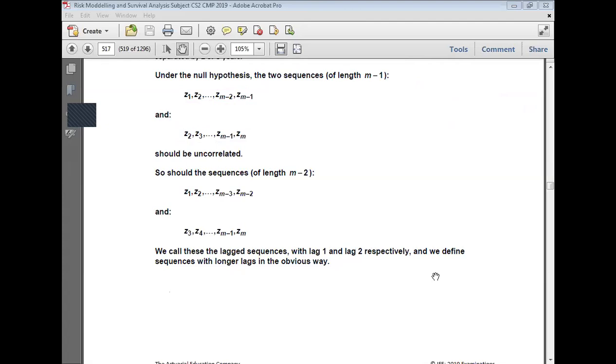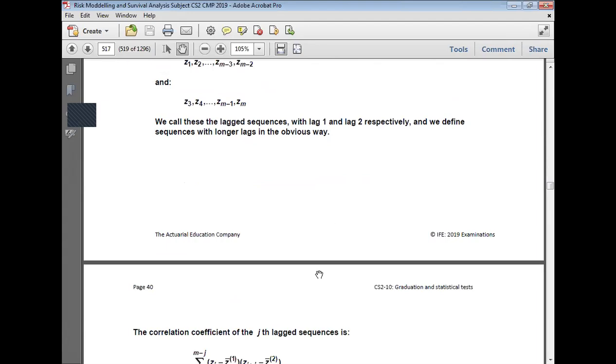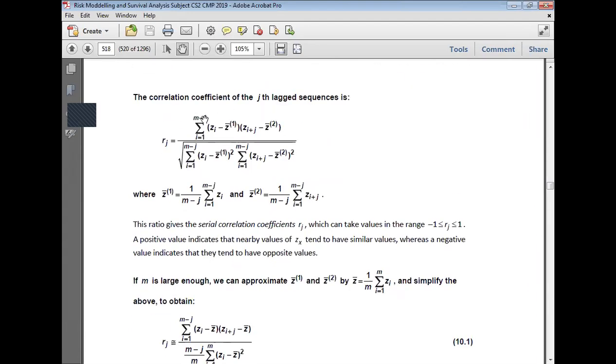So these are the sequences that you want to know if there is any correlation between or not. And the null hypothesis will be that there is no significant correlation. And as we already know, the value of the correlation is nothing but the covariance upon the square root of the standard deviation of the first variable and the standard deviation of the second variable. So this Z bar 1 represents the mean of the first series, and this Z bar 2 represents the mean of the second series.